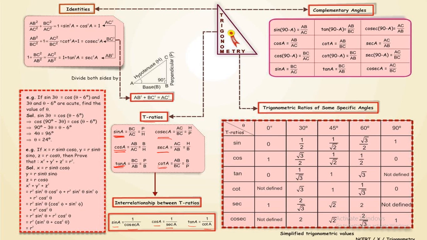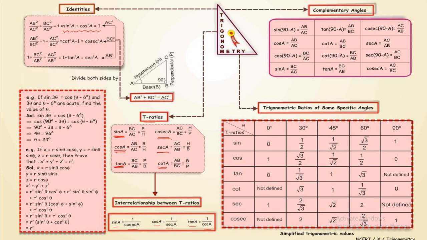Next, moving on to the identities. So identity is nothing but an equation that is satisfied for all the values of the angle. So first identity is sine square A plus cos square A is equal to 1. So simply you can remember it as sine square plus cos square equals 1, right?